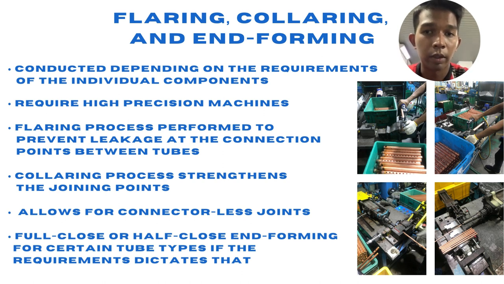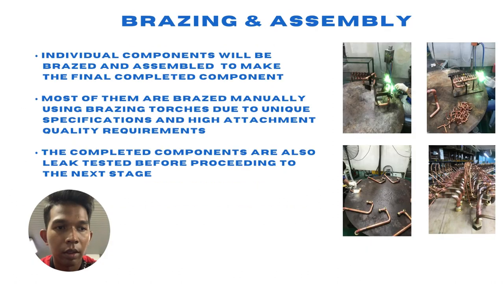I will explain about the flaring, coloring and enforming process. These processes are conducted depending on the requirement of the individual component, and they require high precision machines. The flaring process is performed to prevent leakage at the connection points between tubes. Furthermore, the coloring process strengthens the joining points and allows for connectorless joints. They also perform full close or half close enforming for certain tube types if required.